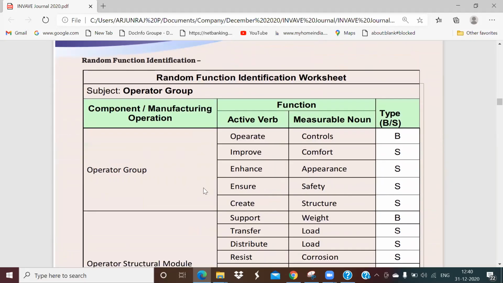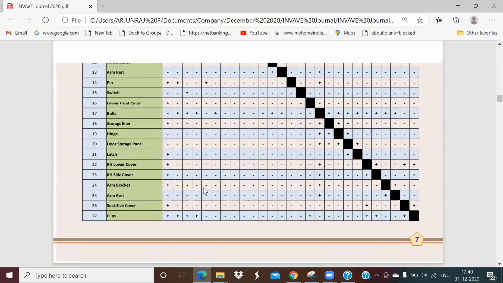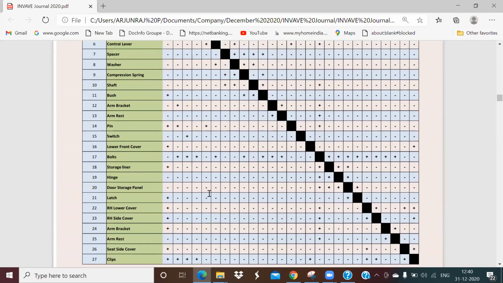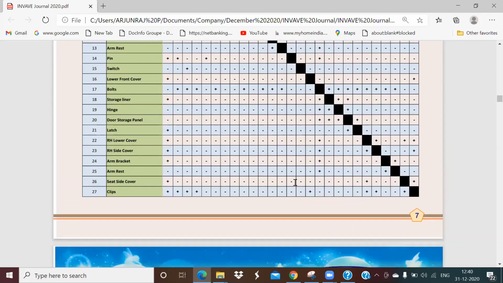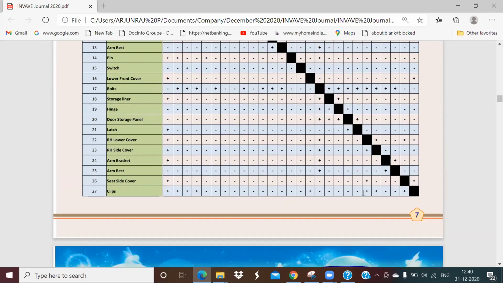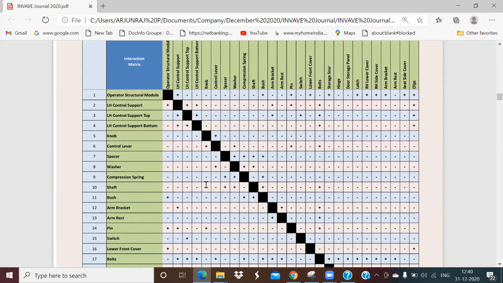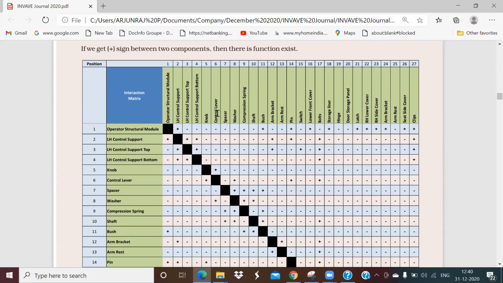Then you go with function. This also I told you during that video, how to have the interface. But I did not tell about plus minus. If both are minus, both will not come into contact. Here minus means the clip will not come in contact with the knob lever, like that.